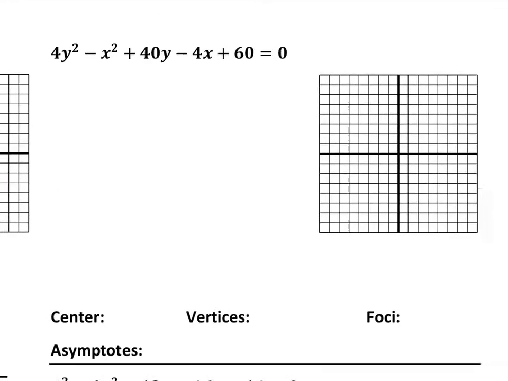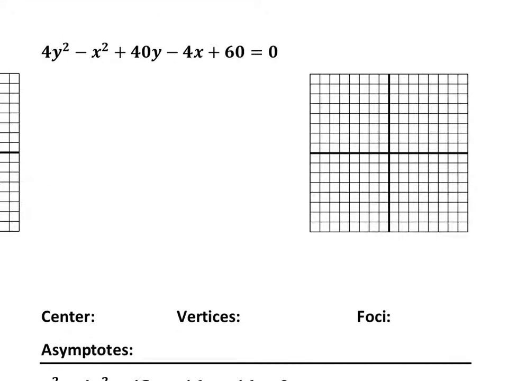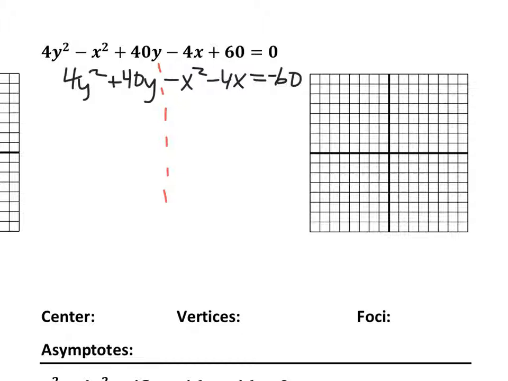So looking at this next one, my y squared term is my positive, so I'm going to move my y squared and my 40y to be at the beginning. Minus x squared minus 4x equals -60. Split it up. Factor out a y, or sorry, 4.